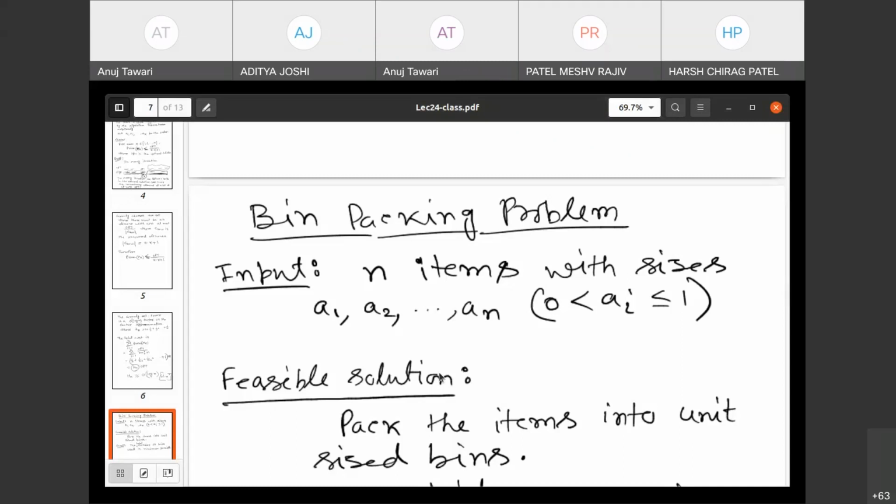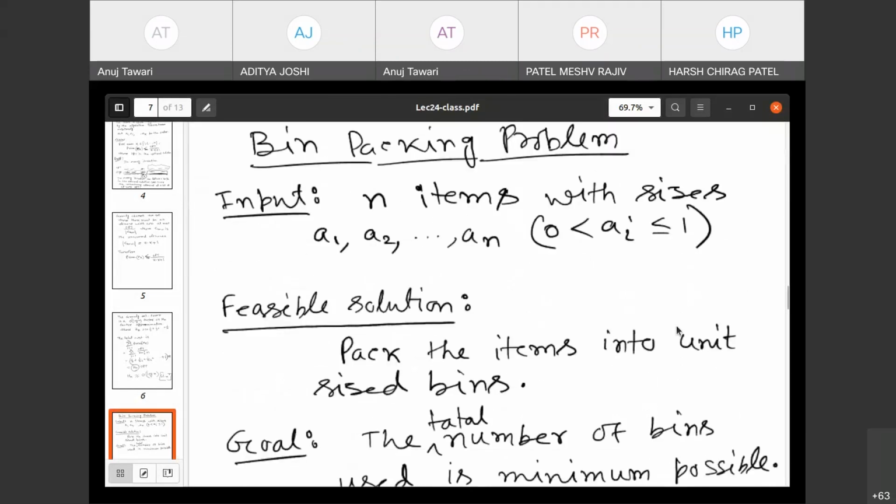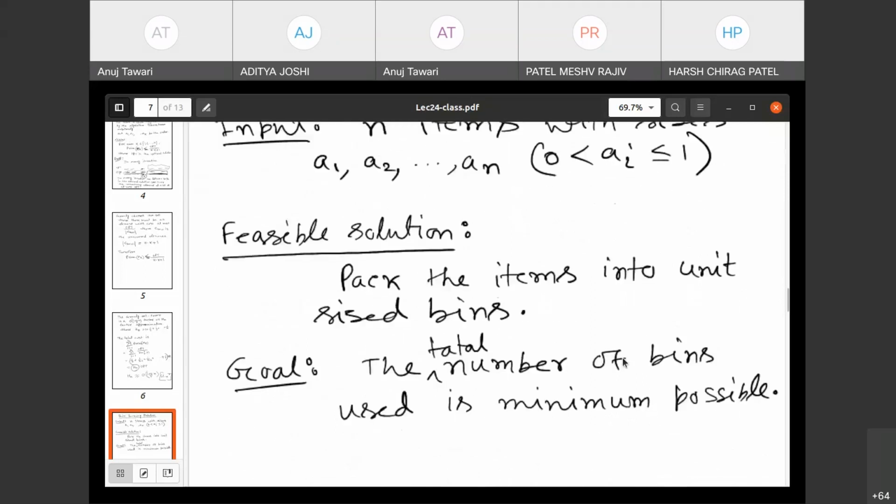So this was the problem we were looking at: you are given n items with sizes between 0 and 1, and we want to pack these items into unit size bins. Each bin is of size 1, and we want to fill these items into these bins. Our objective is that the total number of bins used is as small as possible. It has plenty of applications.